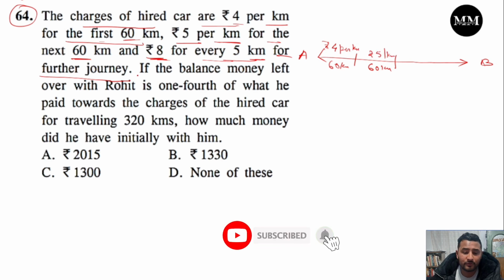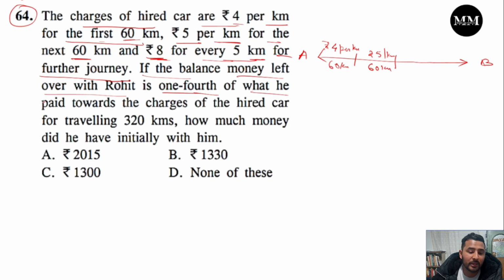Now the rest of the question is, if the balance money left over with Rohit is 1/4, remember 1/4 is left, okay, balance of what he paid towards the charges of hired car for traveling 320 kilometers. Now the total distance we have come to know, that is total is how much? 320 kilometers. Okay, 320 kilometers Rohit has traveled altogether.